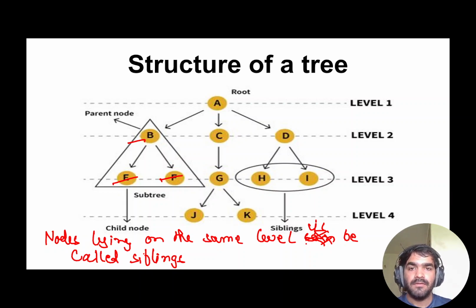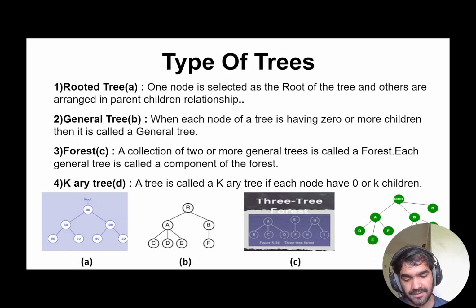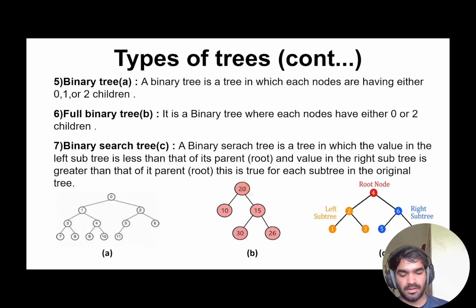So we can say that B, C, D are siblings, E, F, G, H, I are siblings, J and K are siblings. Moving on to the next slide. So let's come to the types of trees. We have 11 types of trees we will be talking about here.